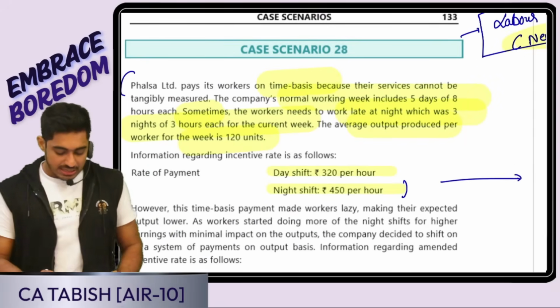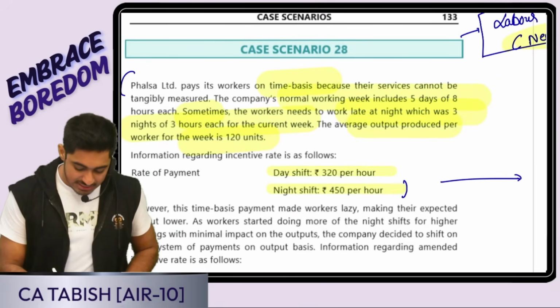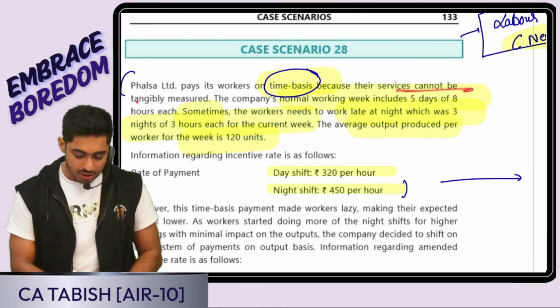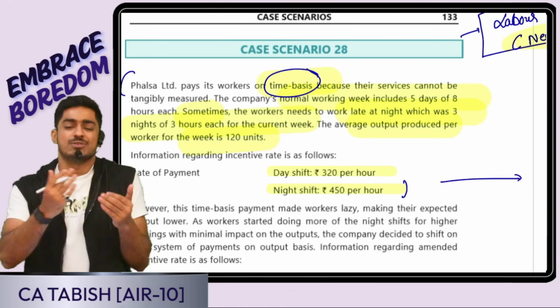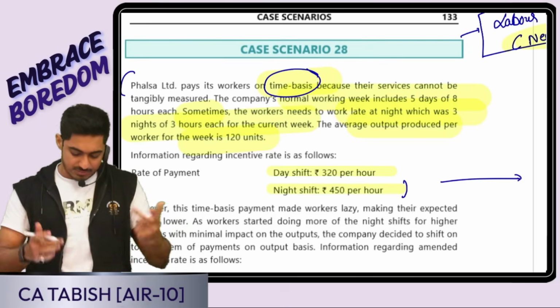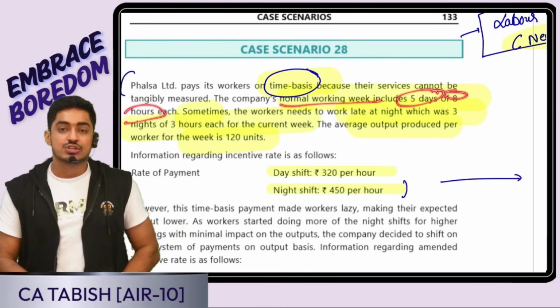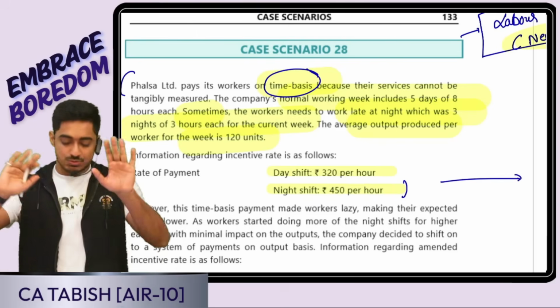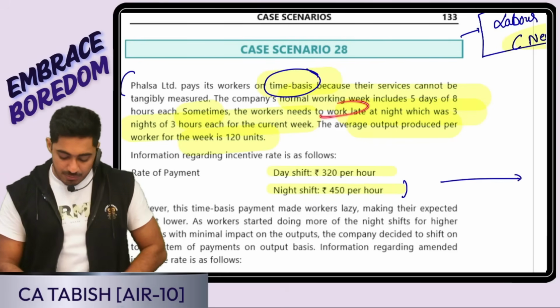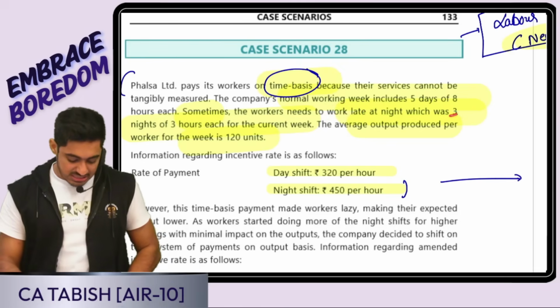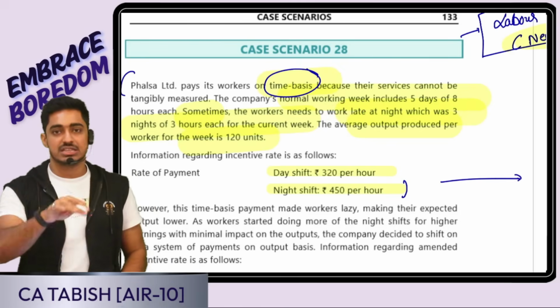The company is paying its workers on a time basis. That means based on how much time they are working, we are paying, because service cannot be tangibly measured. I cannot give a standard time to produce output. The company's normal working week includes 5 days of 8 hours each, so ideally 40 hours. But sometimes employees work late nights, which is 3 nights of 3 hours each, that is 3 into 3, 9 hours.